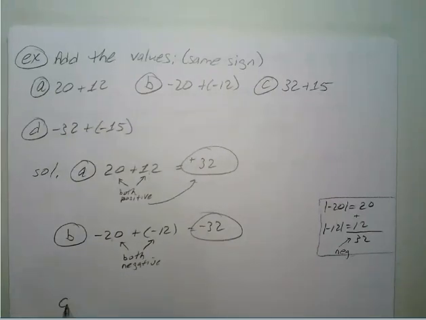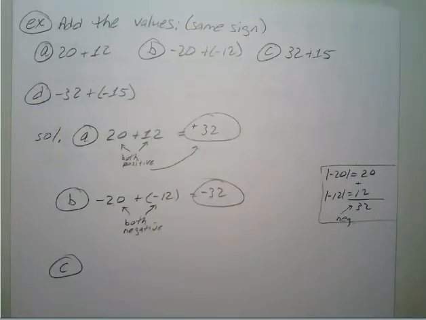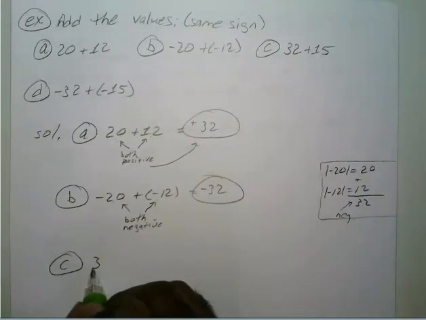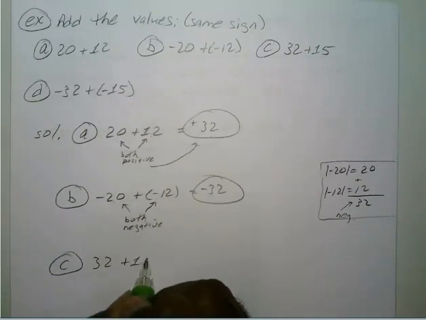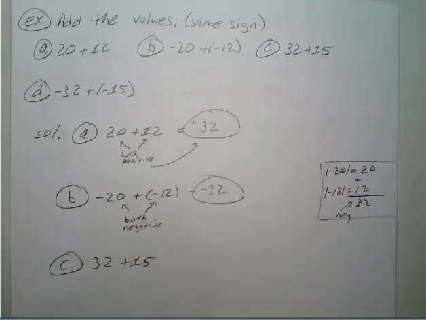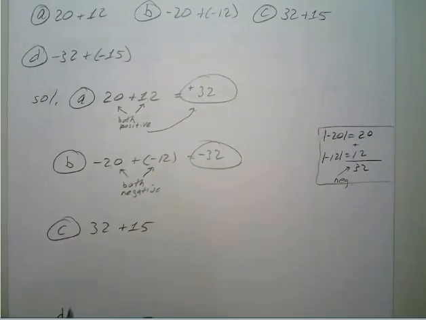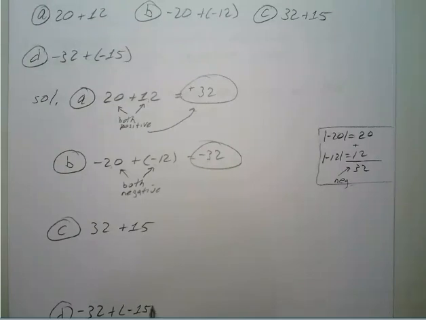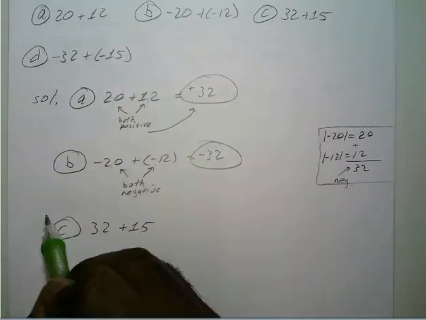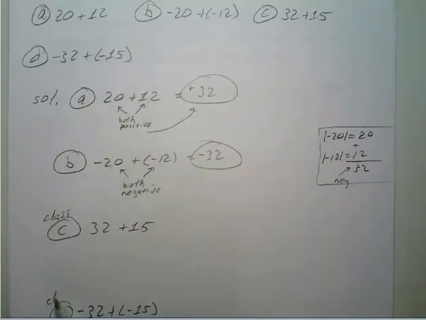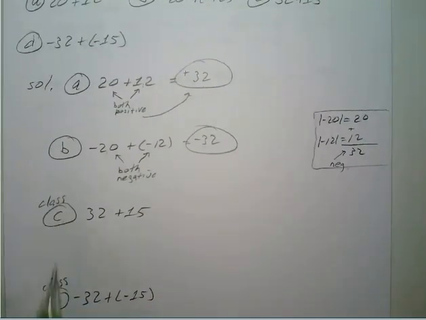Okay, so let's go with problem C. We have 32 plus 15, and with problem D, I'll write that below it. Negative 32 plus negative 15. Now what I want you to do is go ahead and press pause and solve C and D on your own.